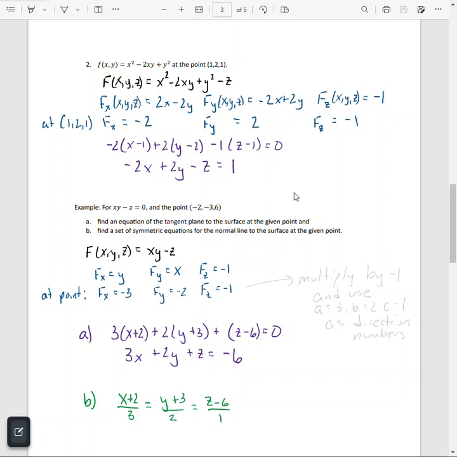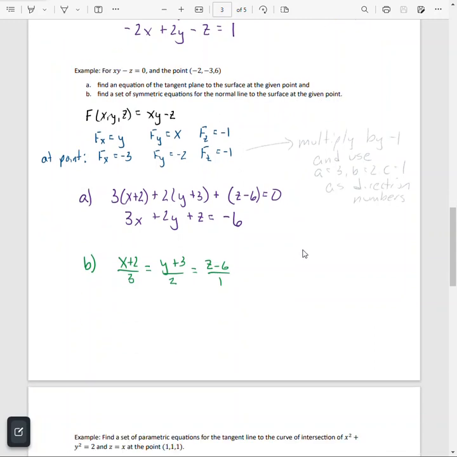Okay, so those two examples, very similar. Now, this is going to look even more familiar. So we're going to look at xy minus z equals 0 and the point -2, -3, 6. First thing we're going to do is find an equation of the tangent plane to the surface at the given point. And that's what we just did in the previous two examples.